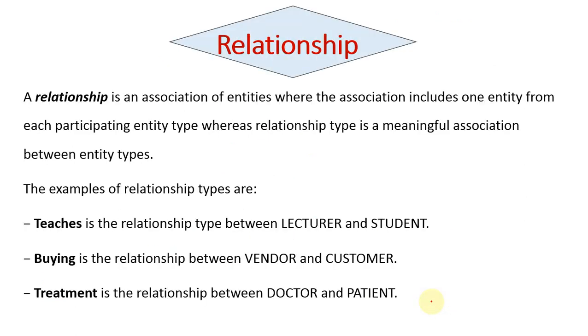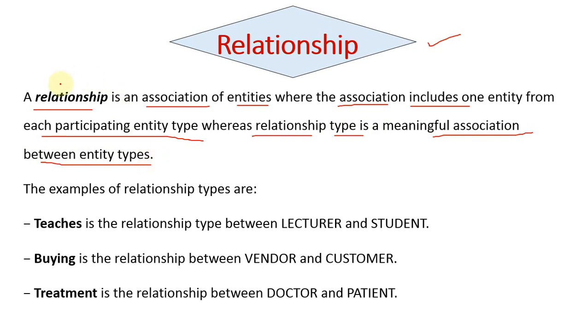Okay, so relationship. A relationship is an association of entities where the association includes one entity from each participating entity type, whereas a relationship type is a meaningful association between entity types. Once again, a relationship is an association of entities, a group or collection of entities, where the association includes one entity from each participating entity type. Whereas a relationship type is a meaningful association between entity types.